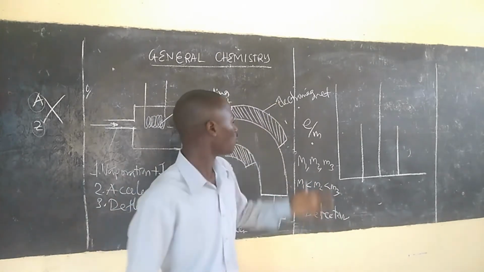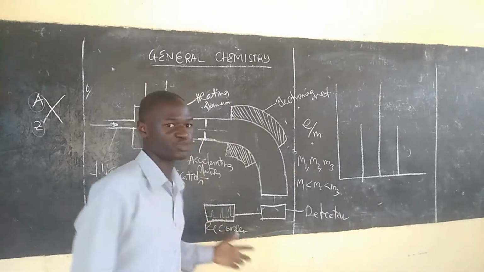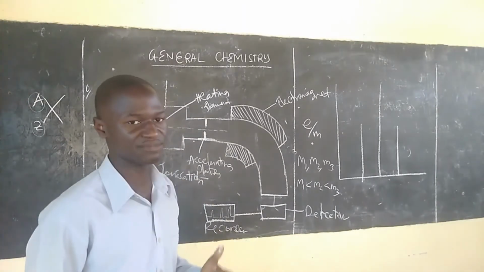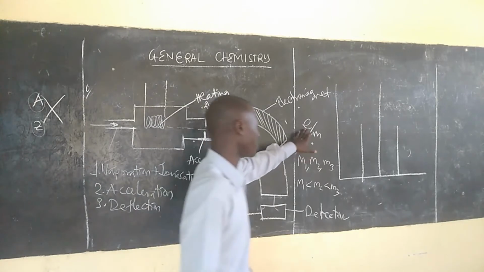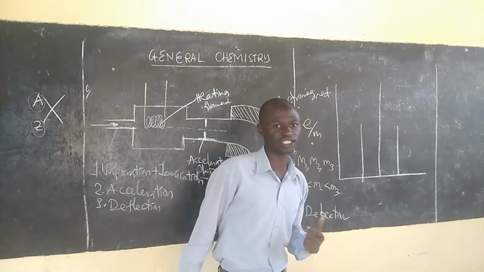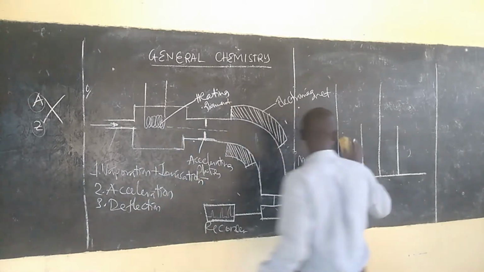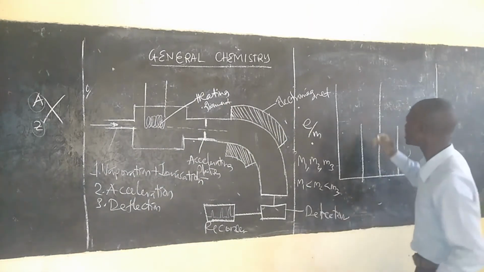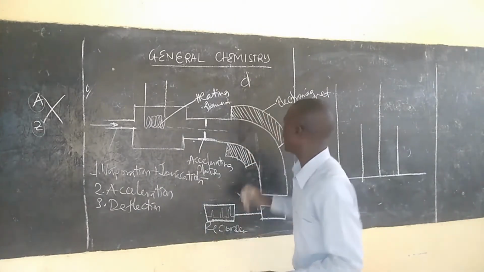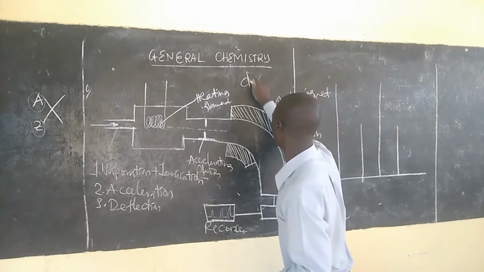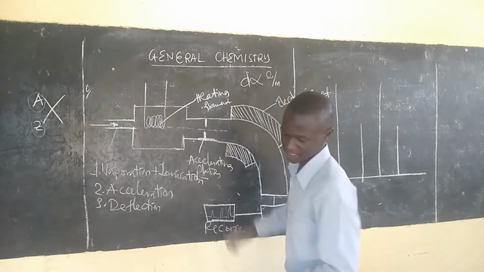Remember I told you kwamba charge inakuwa inafanana. Why charge inafanana? Because isotopes, they have the same atomic number. That means they have the same number of electrons. So kama charge inafanana, this E is constant. The extent of deflection, let me give you a certain formula. The extent of deflection D is directly proportional to charge divided by mass.